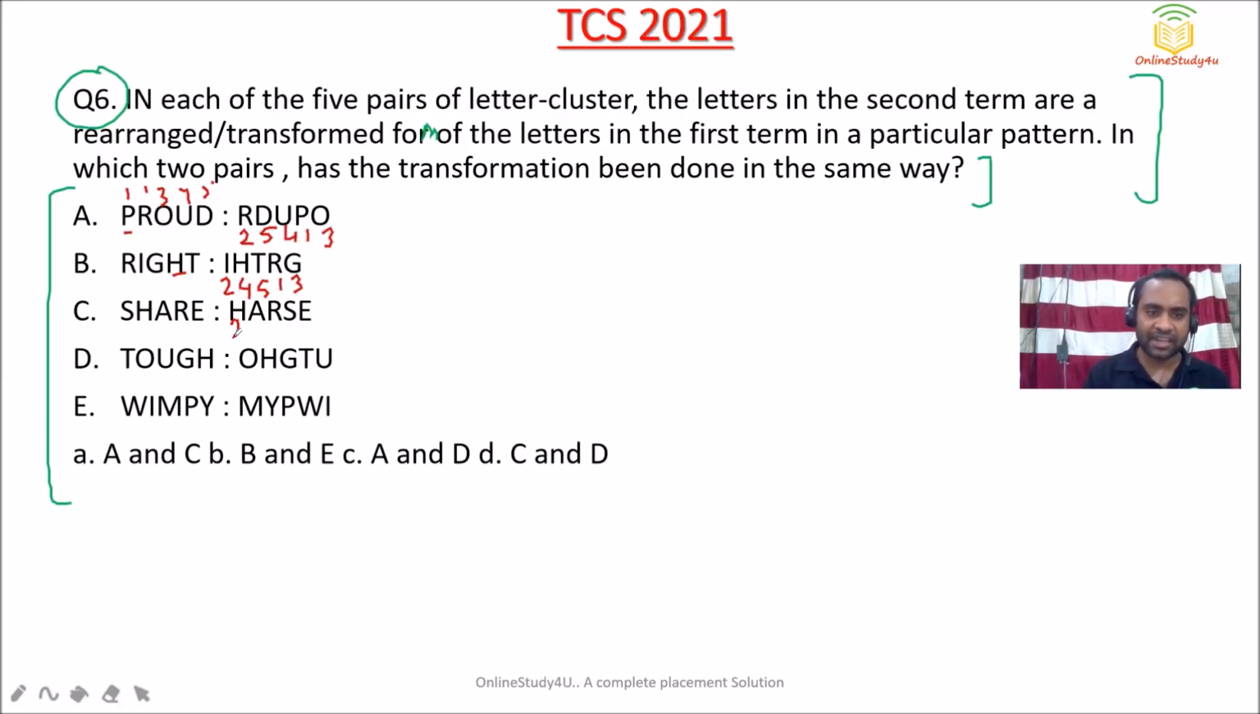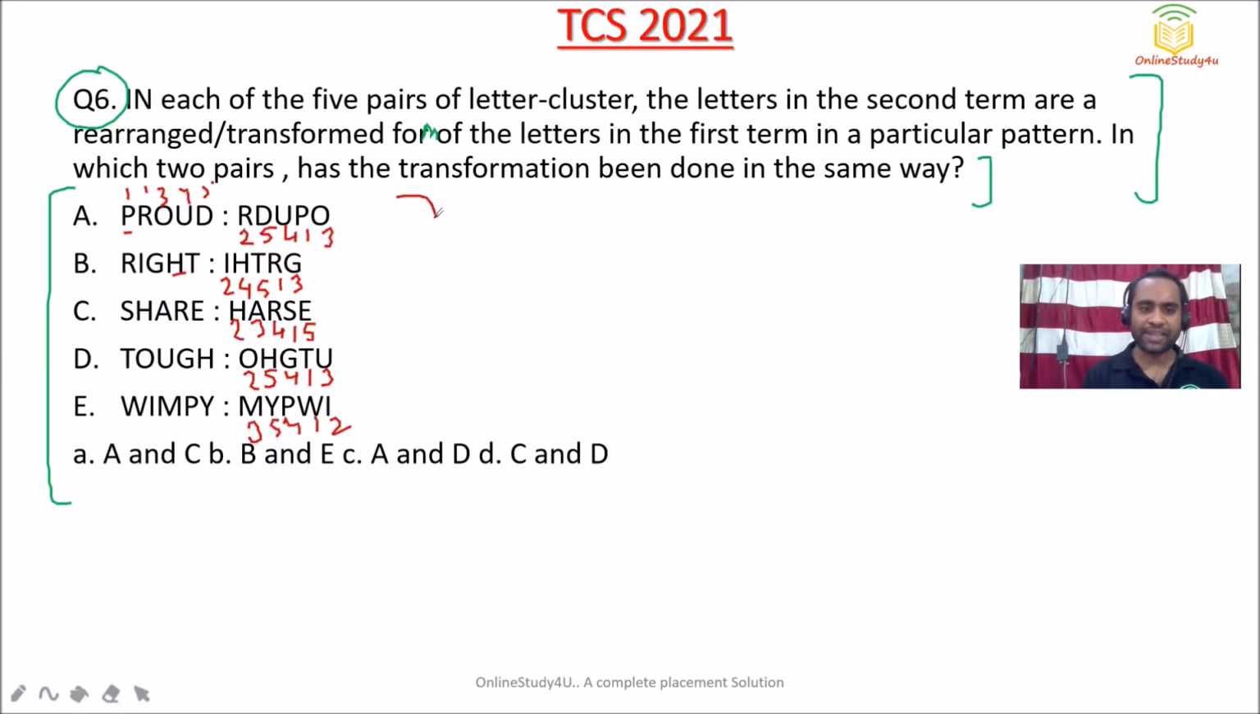H is nothing but second letter, then third letter, R is nothing but fourth letter, S is nothing but first letter, E is nothing but fifth letter. Then here, O. O is nothing but second letter, H is nothing but fifth letter, G is nothing but fourth letter, T is first letter, U is third letter. Then here, M, third letter, Y, fifth letter, P, fourth letter, W, first letter, I, second letter.